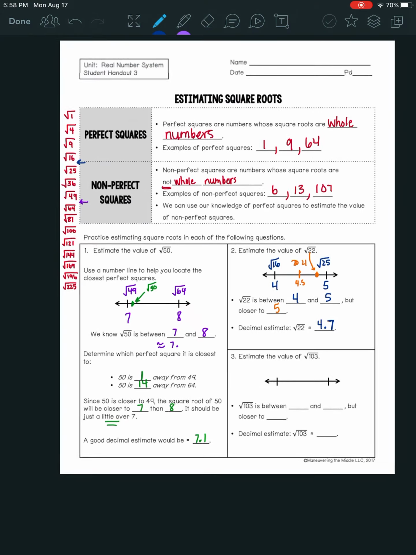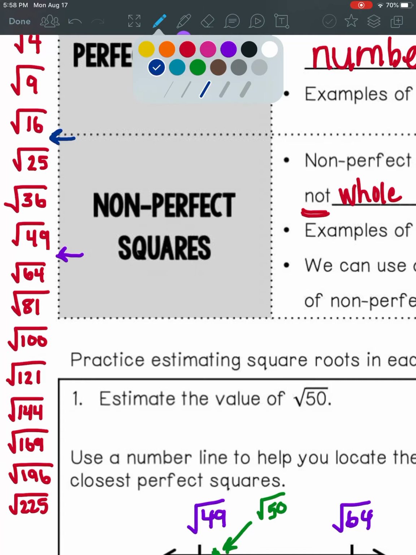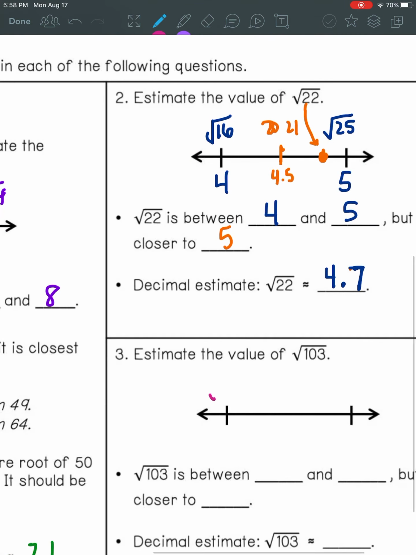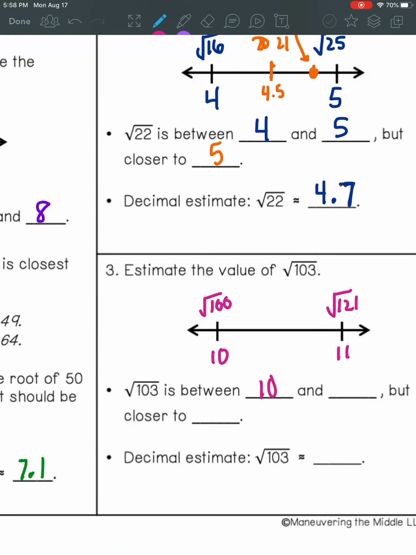Again, let's look at another example. Estimate the value of the square root of 103. So that's going to fall somewhere after the square root of 100, in between the square root of 100 and the square root of 121. So the square root of 100, 10 times 10. Square root of 121, 11 times 11. So we know it has to be somewhere between 10 and 11. So we know it has to be 10 point something for our approximate.